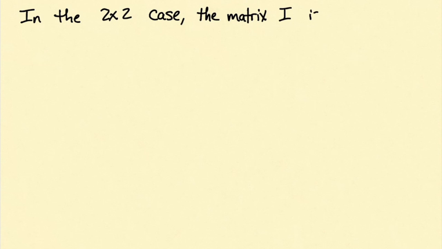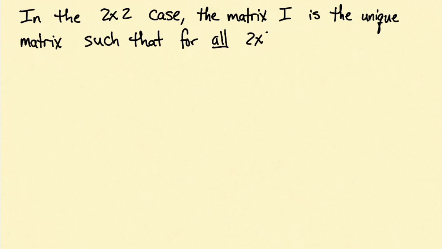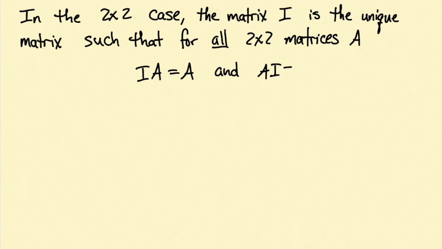So this gives us a partial answer to our original question in the 2 by 2 case. The matrix I is the unique matrix such that for all 2 by 2 matrices A, I times A is equal to A, and A times I is equal to A. It's important to note here that this is the only matrix that satisfies both of these equations for every single 2 by 2 matrix A. In the next video, we'll actually see that if we restrict to a single matrix, sometimes there's more than one.